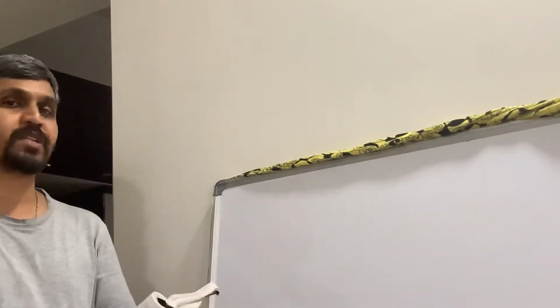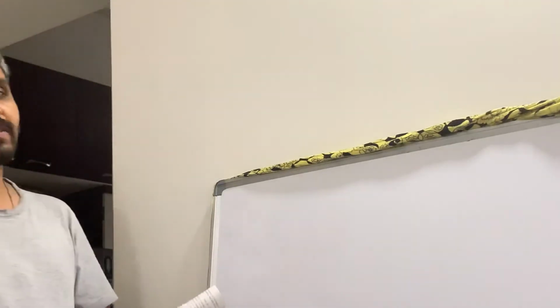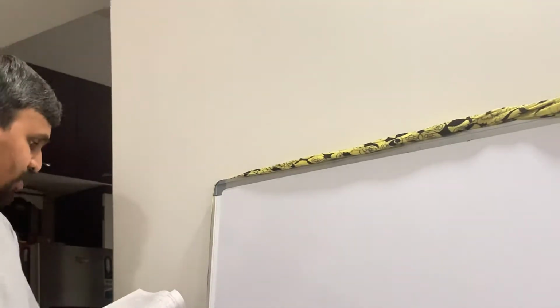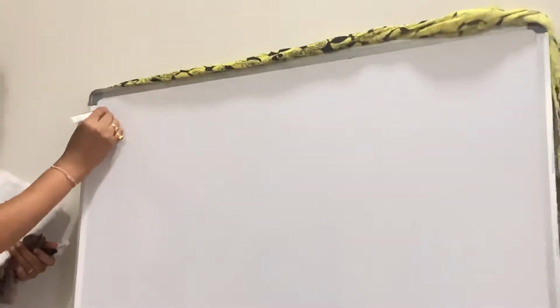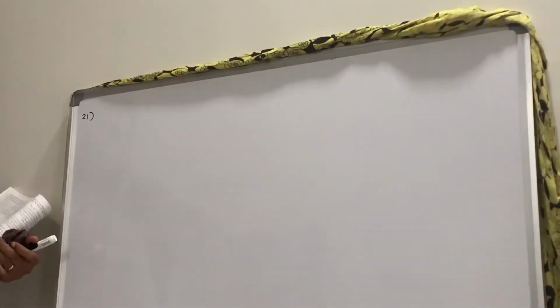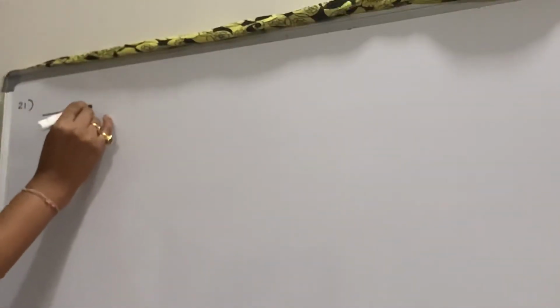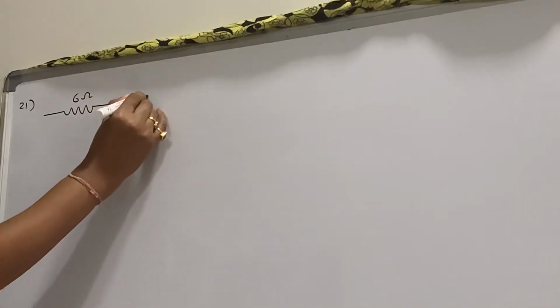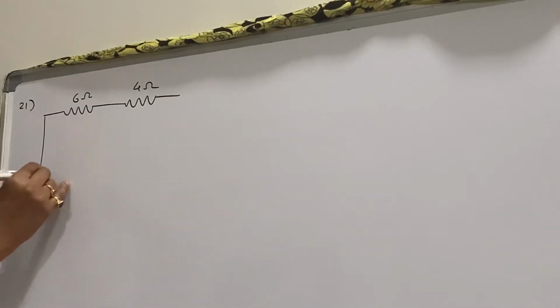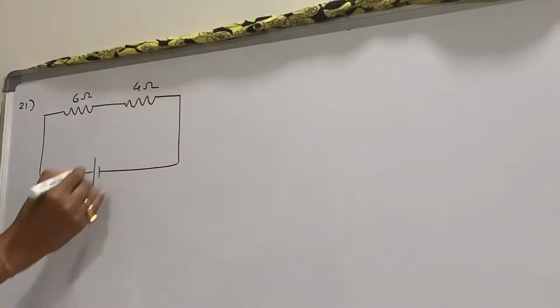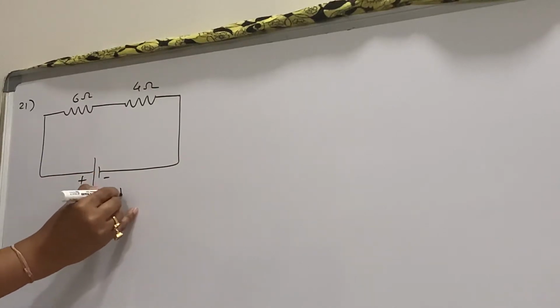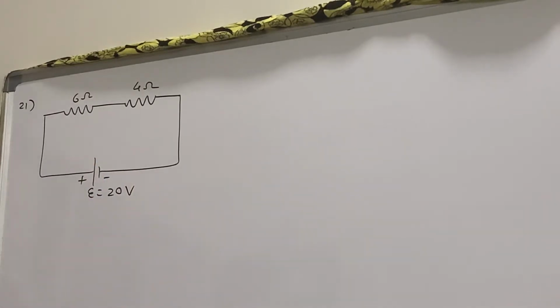Now we'll continue with our third video of current electricity part B numericals. Check question number 21. It says a resistor of 6 ohm is connected in series with another resistor of 4 ohm, across which a potential difference is connected, but this is nothing but a battery of EMF given as 20 volt. They want the current in the circuit and the potential difference across the 6 ohm.